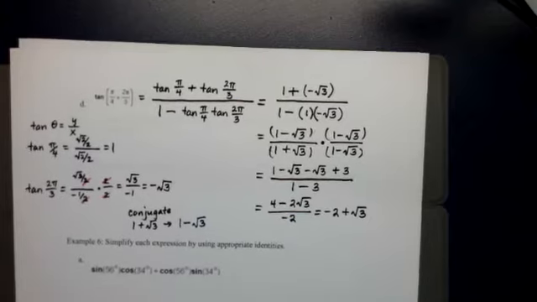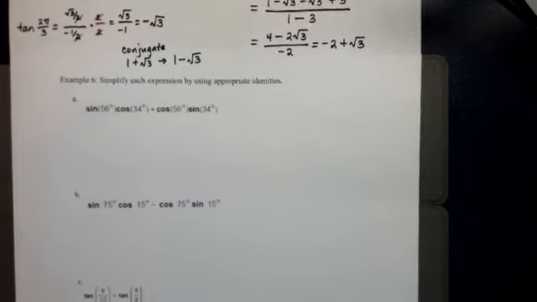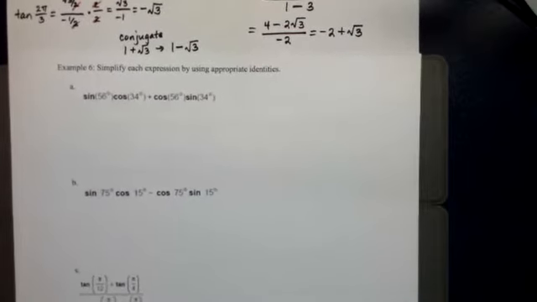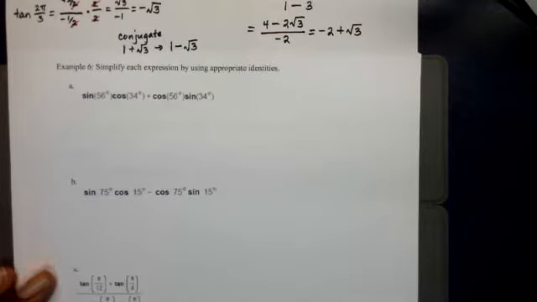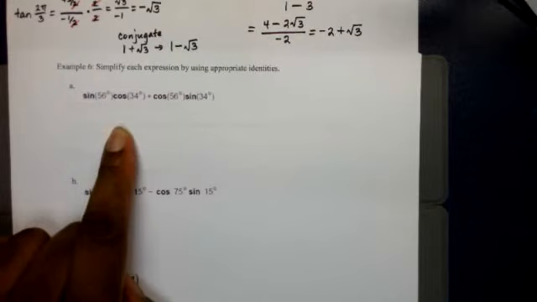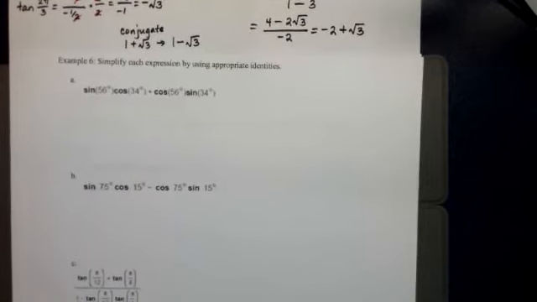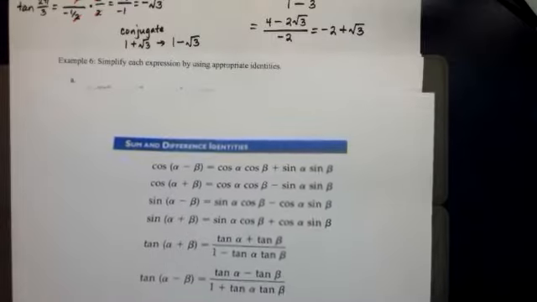Okay, now in example 6, let's say I want to simplify each expression using appropriate identities here. Now here is written out like this. We're going to be going backwards to come up with our answer. So here, let's say we have sine of 56 degrees cosine of 34 degrees plus cosine of 56 sine of 34 degrees. So now we have to look at this right here.